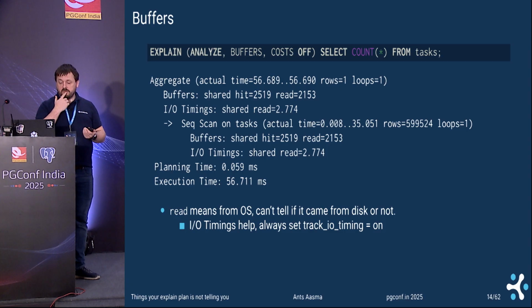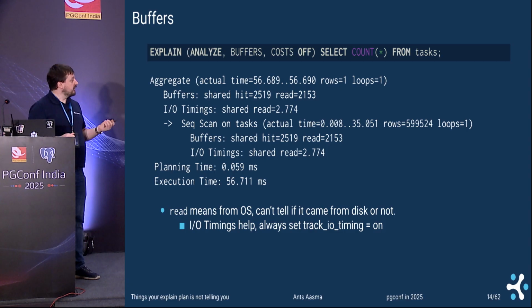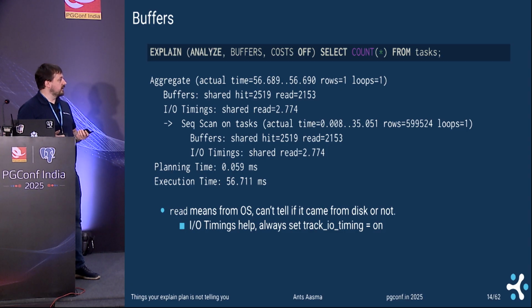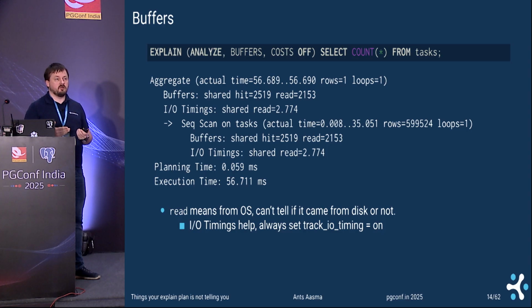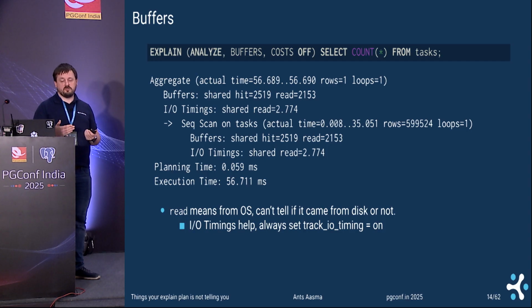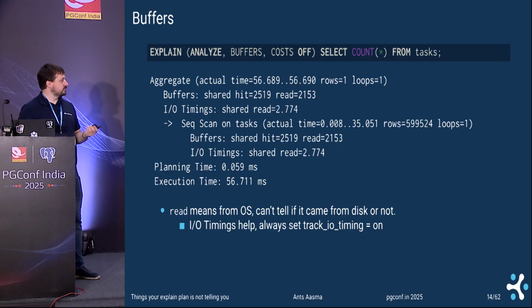What else to know is that you should probably turn track IO timing on, because that will give you the useful information about how much time it took. Because the read means a read from the operating system, but it could still not be an actual disk IO. It might be coming from the file system cache, which means that it's really fast. And to distinguish between those two, right now the only useful tool we have is track IO timing, which will tell how much time it took. In this case, we can see 2.7 milliseconds to read those 2,000 pages.